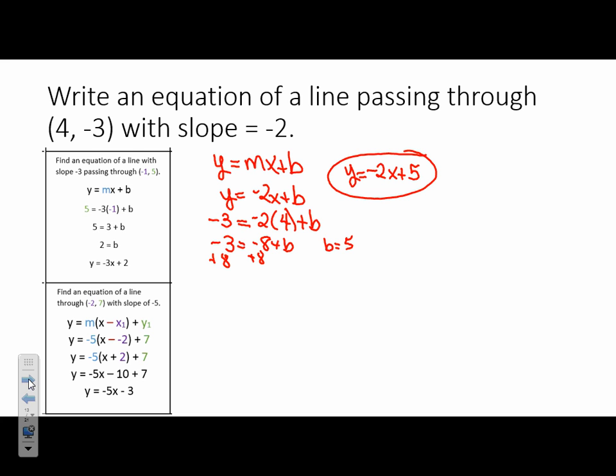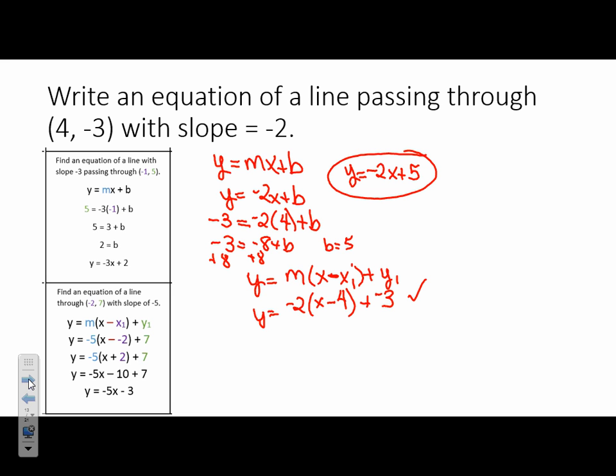We write down y equals m times x minus its coordinate plus the y's coordinate. And the key thing here is this minus sign. Okay? I say y equals slope times x minus its coordinate plus my y coordinate. So far, so good? Okay. That's also an equation. Unless they tell me that I need it in slope y-intercept form, this is an acceptable answer.